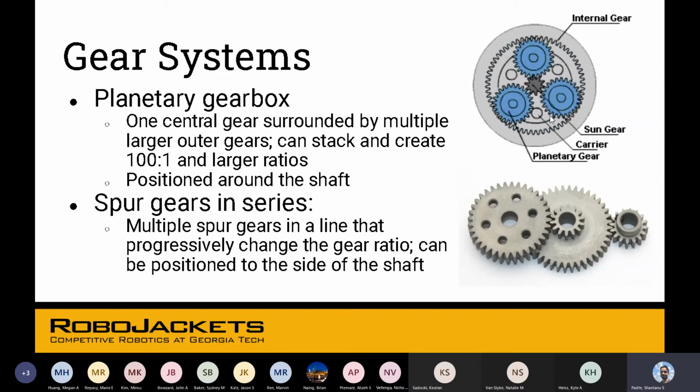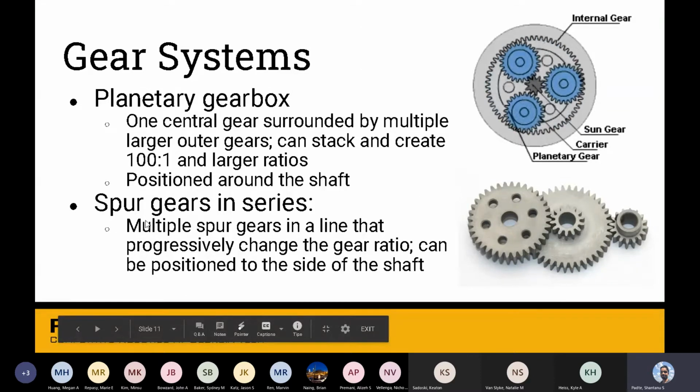And in this case, as you can see, the carrier is moving depending on your combination of parts and stuff. You can have any one of the 3 parts moving. So like the sun gear just spins in place, and this internal gear is just stable while these things are moving. You could probably just change a couple of things, make these 3 gears stay in place and the internal gear rotate instead, etc., etc. And then spur gears in series.